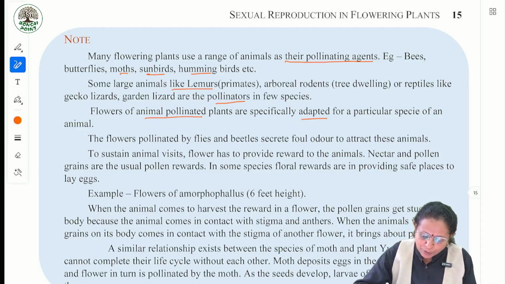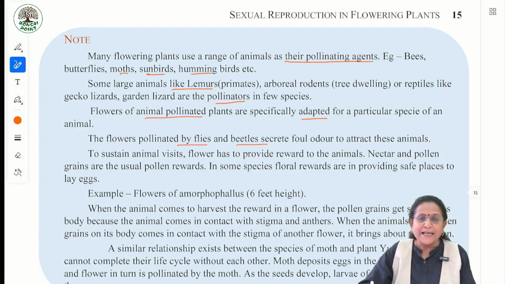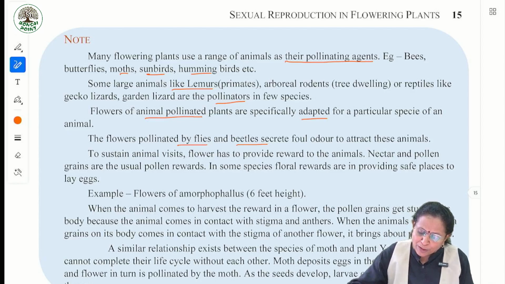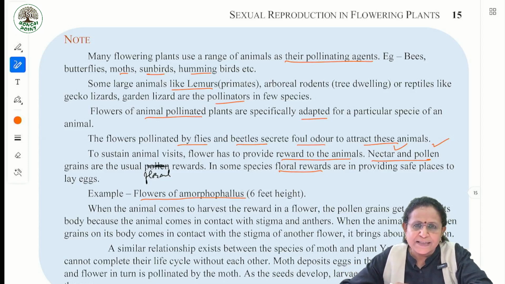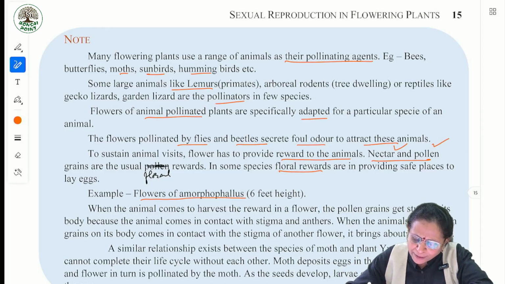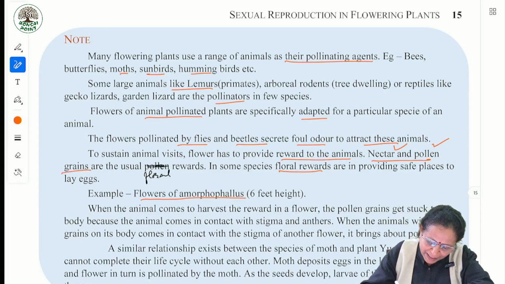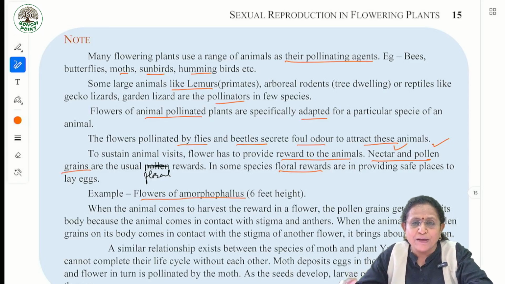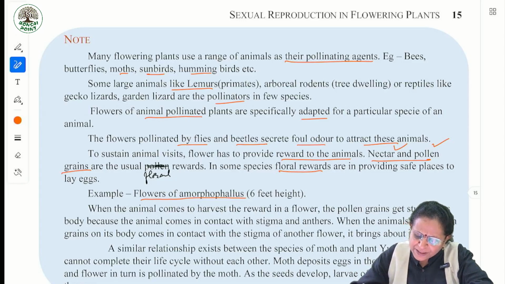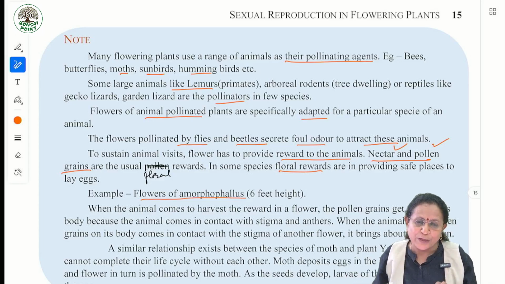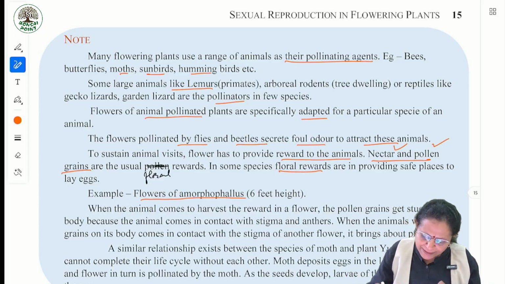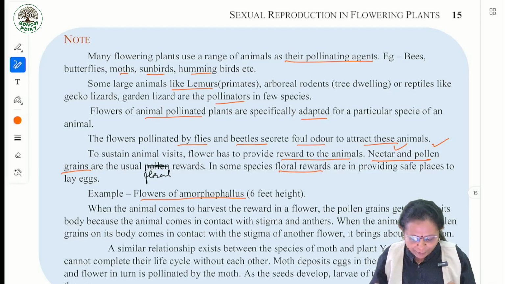The flowers pollinated by flies and bees secrete foul odor to attract these animals. Yes, students, to sustain animal visits, flower has to provide reward to the animals. So, nectar and pollen grains are the usual floral rewards. In some species, floral rewards are in providing safe places to lay the eggs. So, very common example, flowers of Amorphophallus.